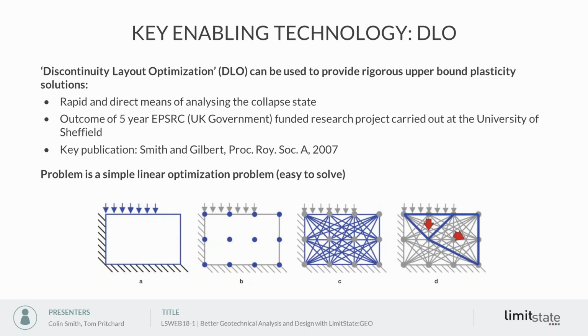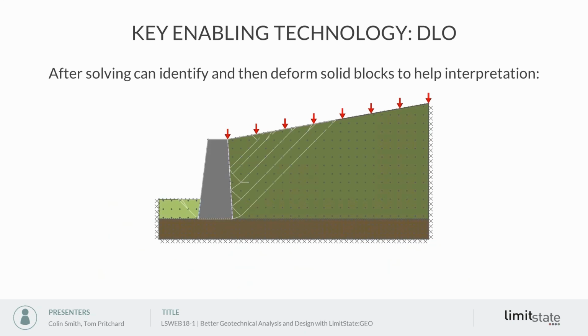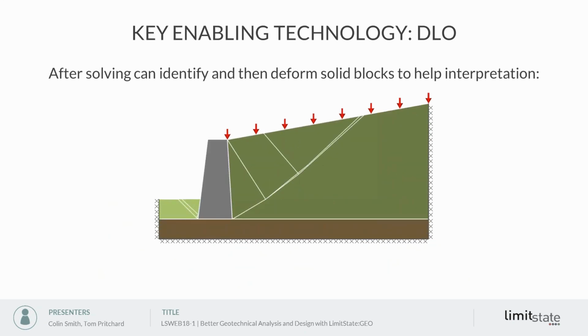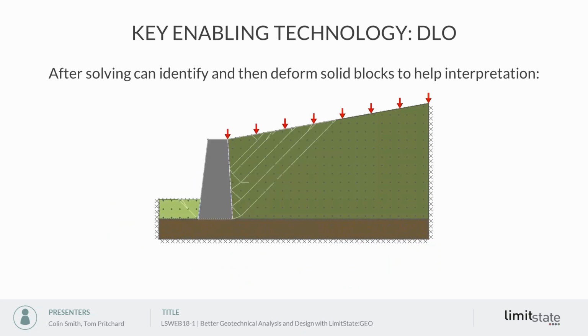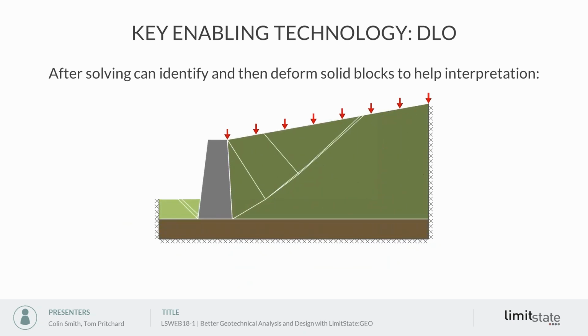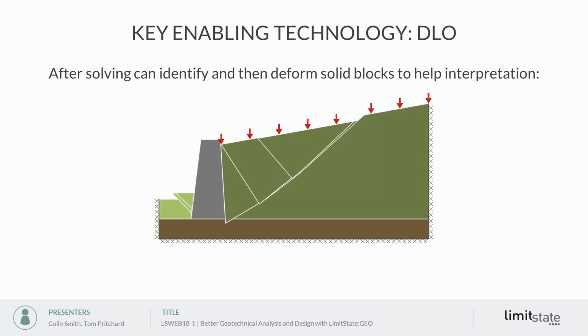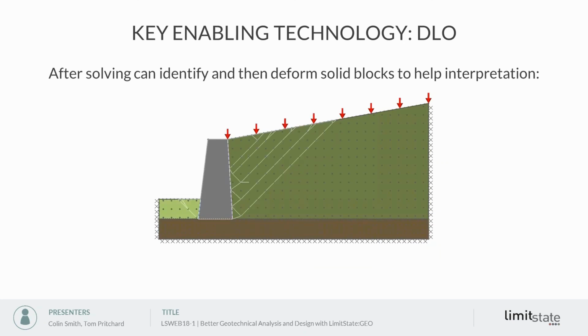And obviously the more nodes you use, the higher the accuracy, just the same way as finer elements. The finer the elements, generally the higher the accuracy. So here you can see a gravity wall problem being solved. You see the nodes in the background, and then the software putting together those slip lines that form the critical mechanism. Once it's identified those slip lines, it is then able to put them together as blocks and animate those to help interpretation of what's going on in the problem.